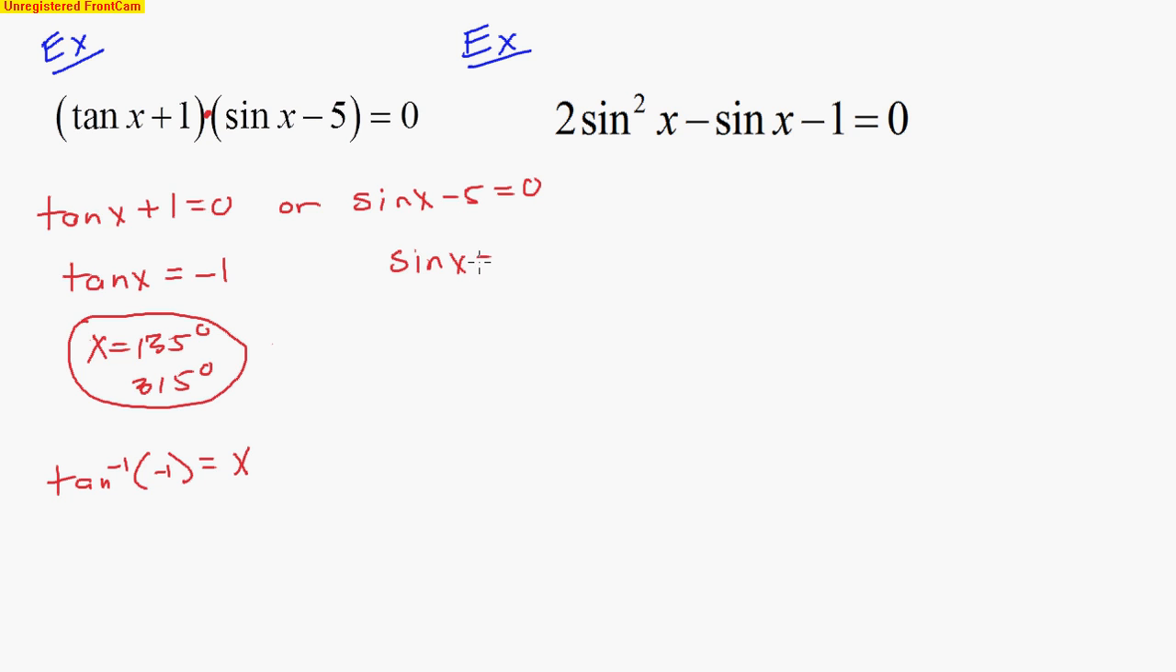Alright, this next one's actually real easy. Let me just add 5 to each side, and I'm immediately going to stop and say no solutions. Hopefully by now you know exactly why there's no solutions. Sine cannot be 5.